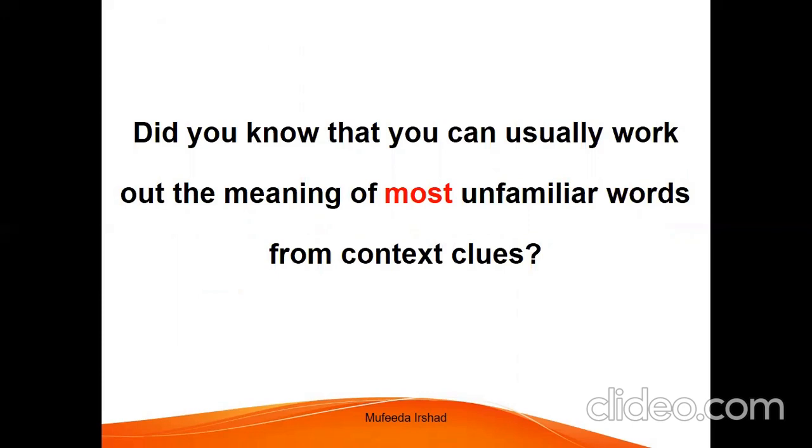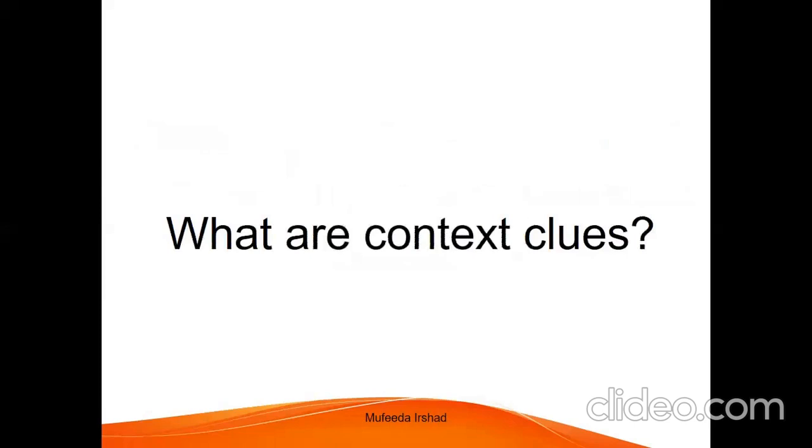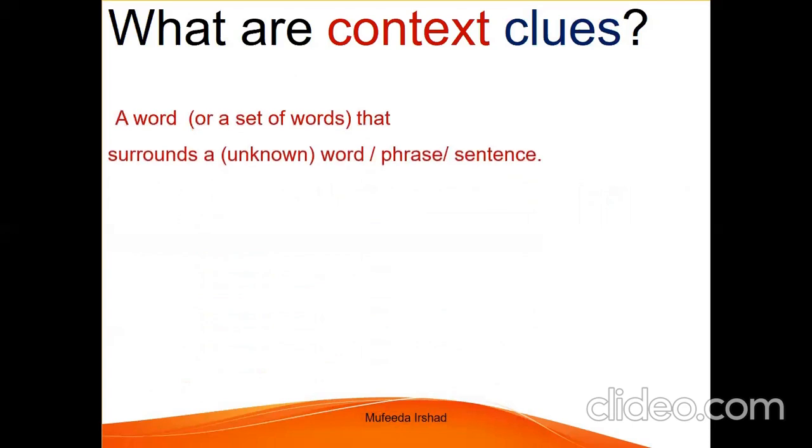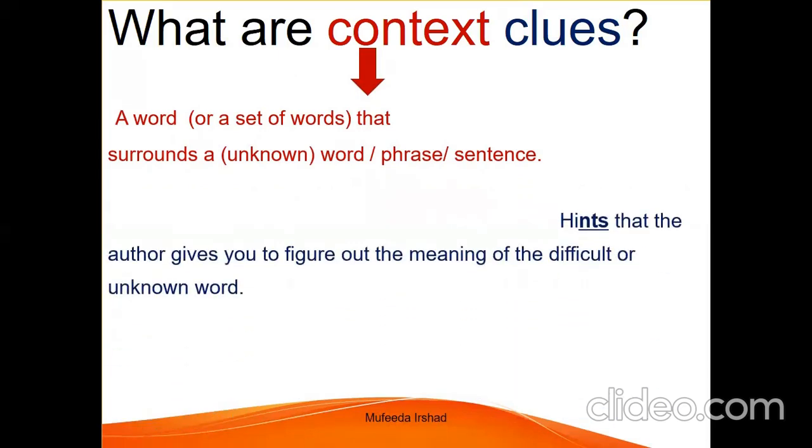You must be wondering what context clues are, right? All right, let us now try and understand what context clues are and how to figure out the meaning of difficult words using them. What are context clues? Do you know what context means in the first place? The context can be a word or a set of words that surrounds another word, phrase, or sentence. It's the surrounding, right? Whatever surrounds a word is its context. What are clues then? Clues are hints that the author gives you to figure out the meaning of the difficult or unknown word.